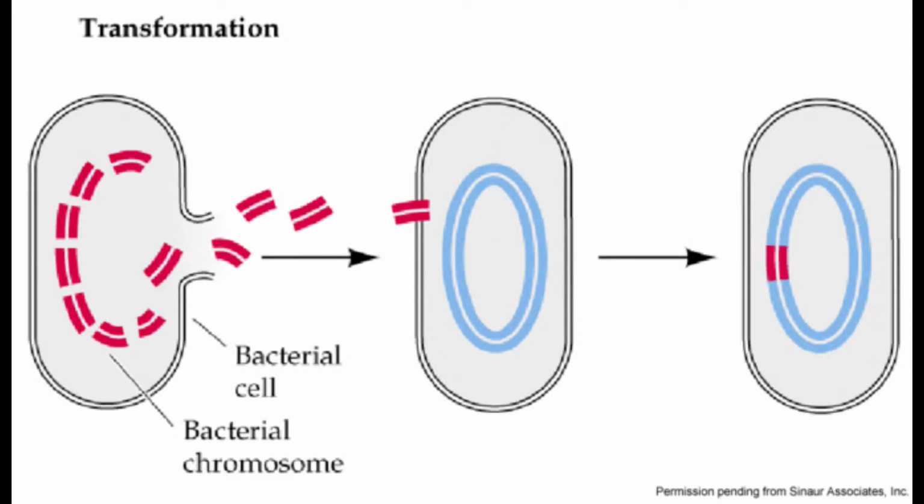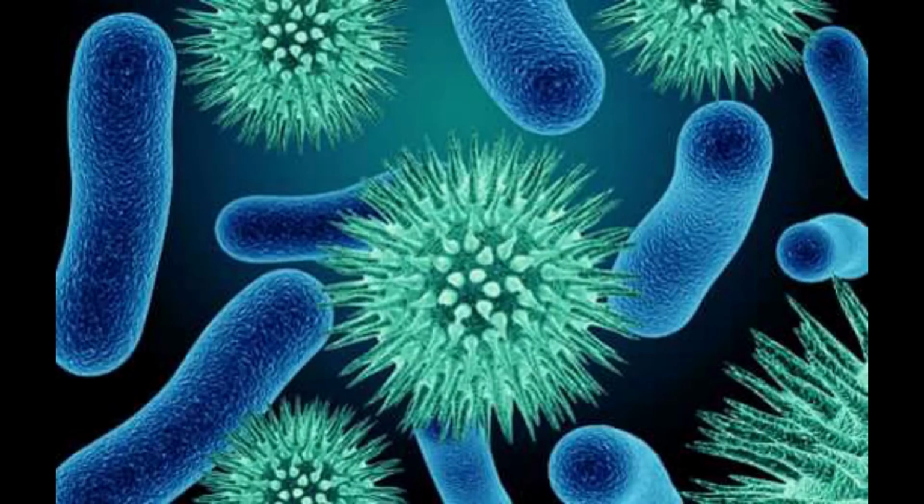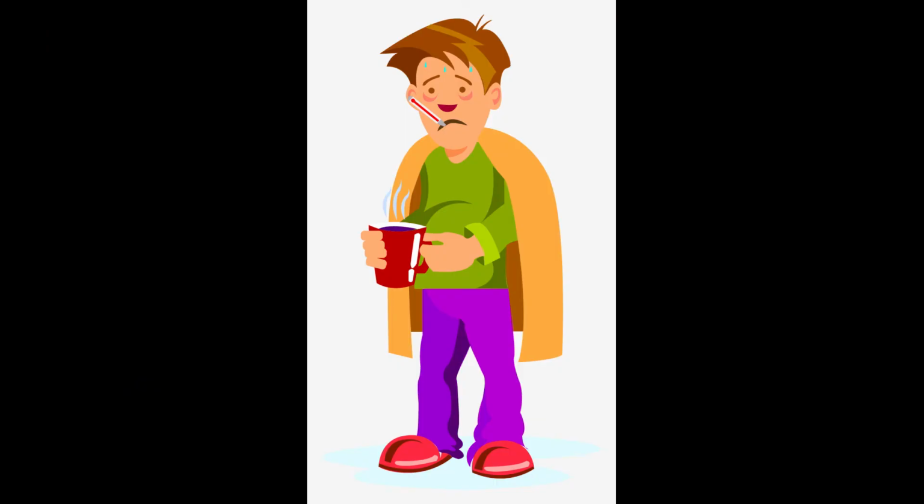Transformation is the genetic alteration of a cell resulting from the uptake of foreign DNA from outside of the cell. And as you can see, this DNA is incorporated into the genome of the host bacteria. Virulent can be defined as the ability of a pathogen to damage a host and cause sickness.